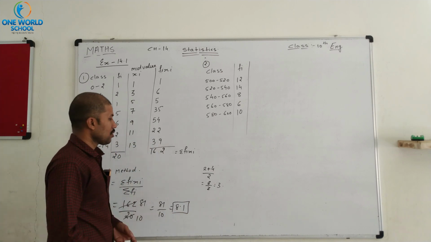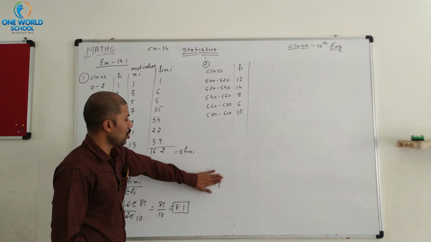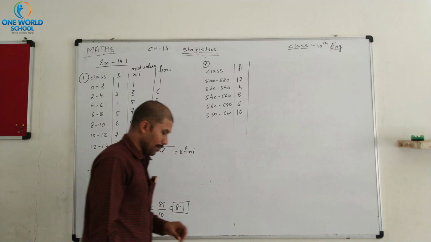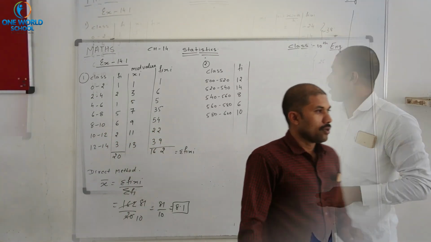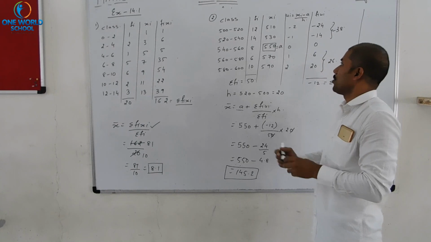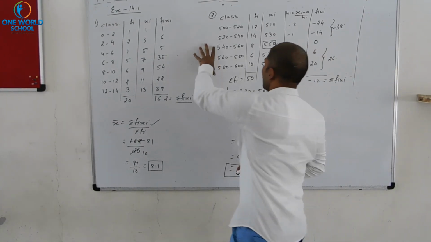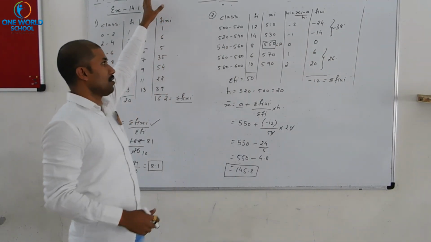First question is quite easy. We can easily solve this question by direct method. Now we will move toward second question. Now see, this is the second question of exercise 14.1.